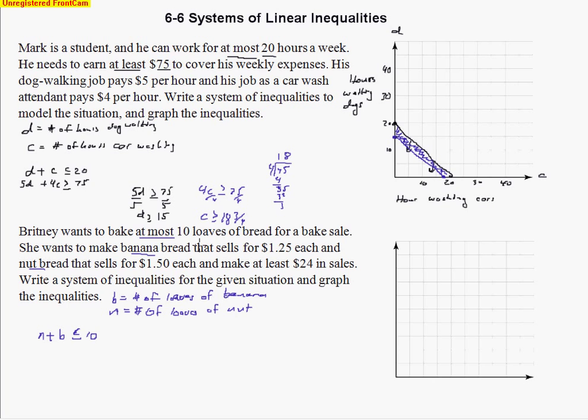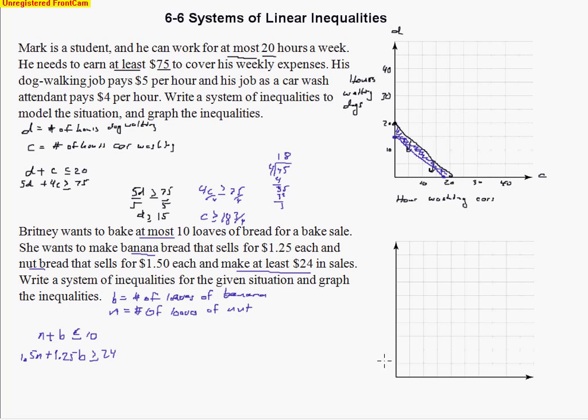Now it says that she's going to sell the banana bread for $1.25, nut bread for $1.50. So nut bread 1.5 N plus 1.25 B, and it says she wants to make at least $24 in sales. So greater than or equal to 24. Let's see if she can do it. So let's go by, I guess we can probably go by close to ones.